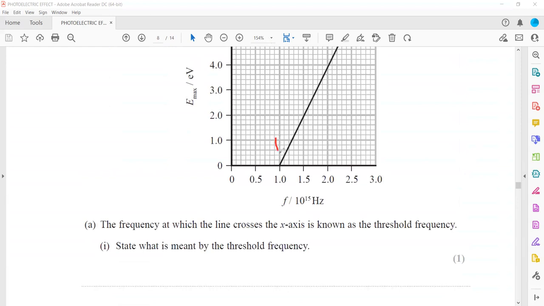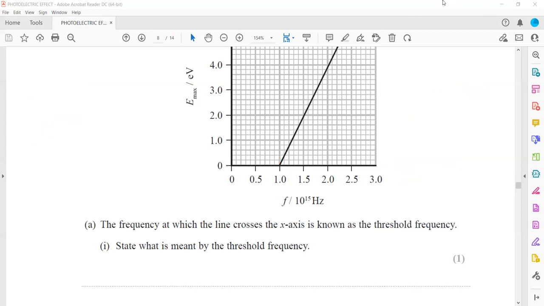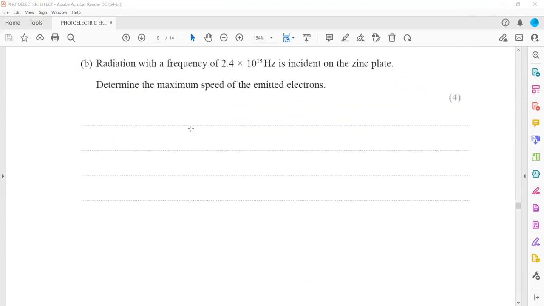So this is the minimum possible frequency at which the effect is just about to happen. The threshold frequency f₀ is equal to 1 × 10^15 hertz. So we work out the work function, which is hf₀, by multiplying with Planck's constant. The energy of the photon we already calculated, E = hf, where f is the frequency and h is Planck's constant. So we have the energy of the photon and the minimum possible energy, the work function. We subtract to get the kinetic energy, and from the kinetic energy we use the formula ½mv² to get the speed at which the electron is moving. I will calculate.